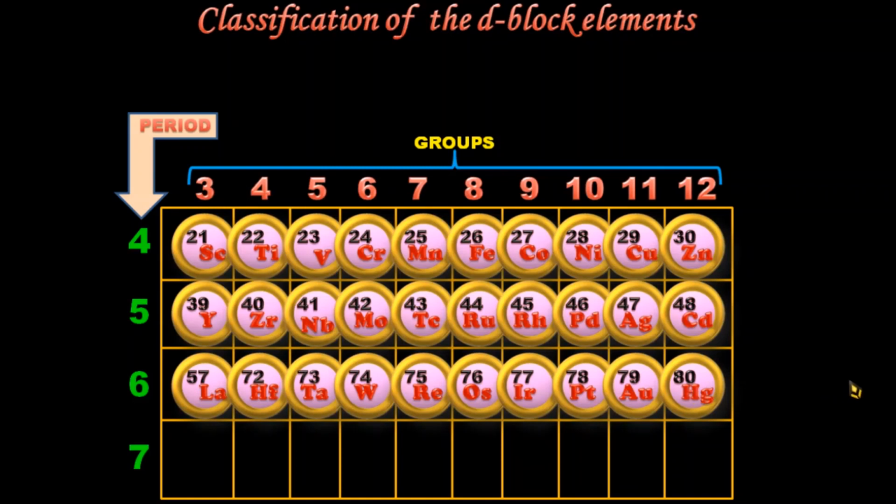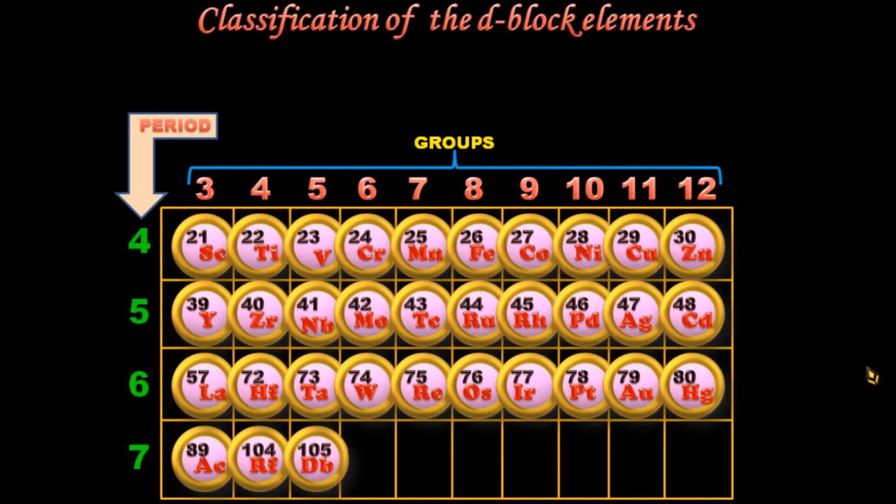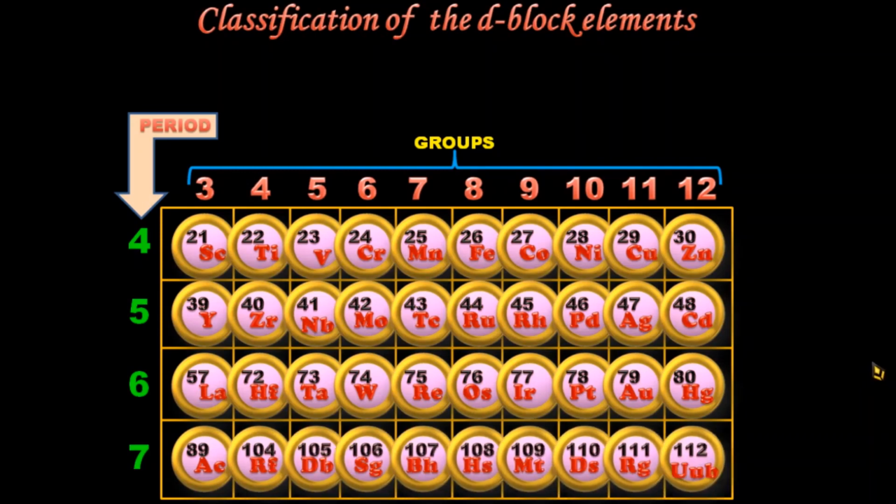And the last series, the fourth series, which is incomplete, starts from actinium and ends at UUB, that is ununbium. So these are our 4 transition series. The fourth transition series is an incomplete series.